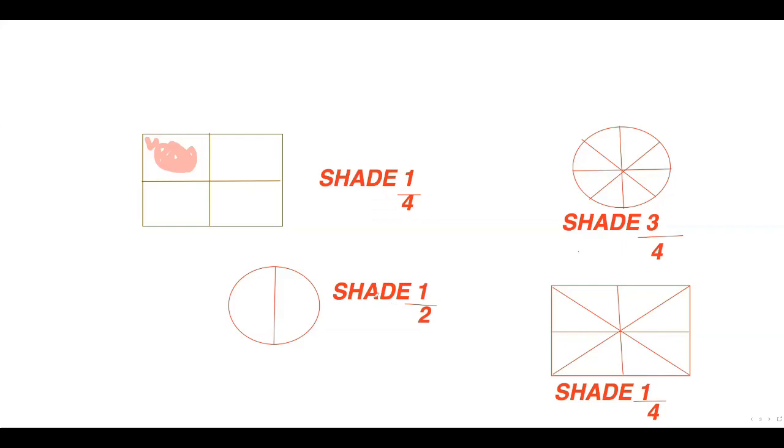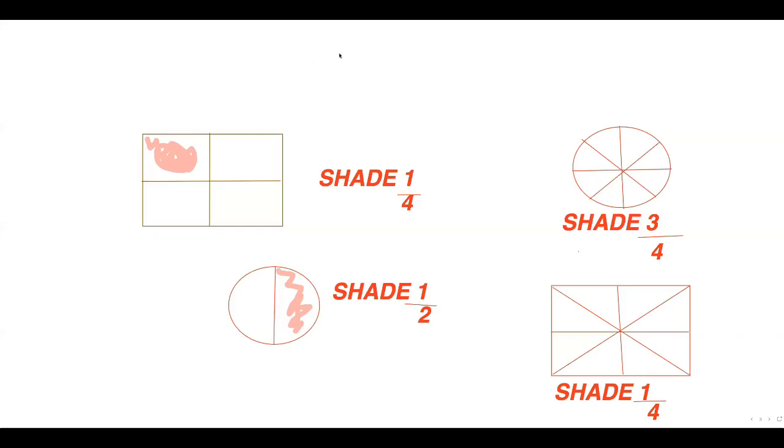Okay, so the next one we've got is shade 1/2. So there's 2 slices, as it says at the bottom, 2. So we've got 2 slices, we ate 1, so we shade 1. Easy as that. All right, now the next 2 are a little bit difficult, so I would like you to pay attention.